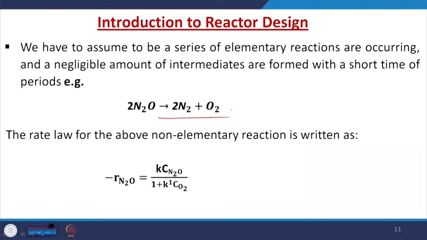Let us have an example of 2N2O converting into 2N2 plus O2. The rate of this non-elementary reaction you can write as minus rN2O, because this is being consumed in due course of time, equal to k CN2O upon 1 plus k1 CO2, where CO2 is the concentration of oxygen. Now, another important point in reactor design is the molecularity.